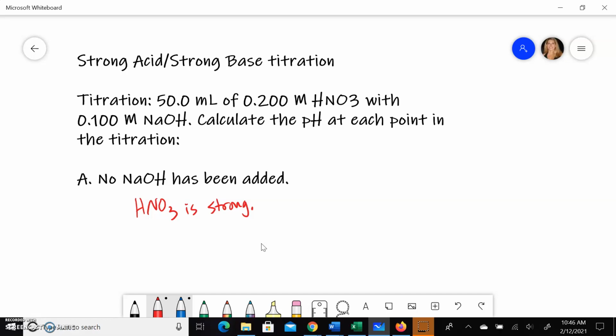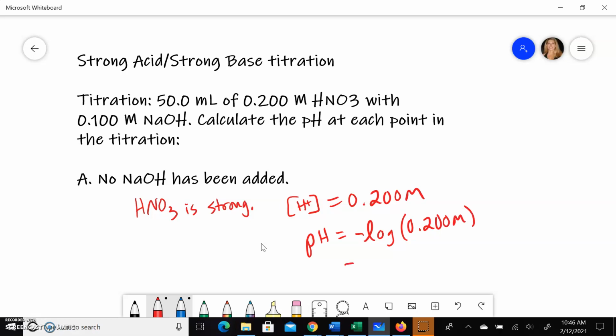And because you get one H plus for every HNO3, it's a 1-to-1 ratio, the concentration of H plus is the same as the concentration of the acid. And to find the pH, we just take the negative log. So our initial pH is 0.699, which is to be expected because it's a strong acid.